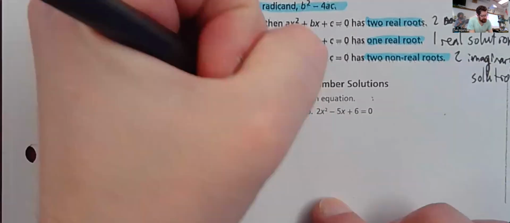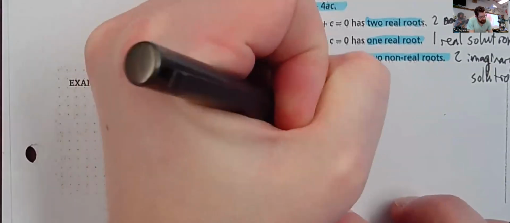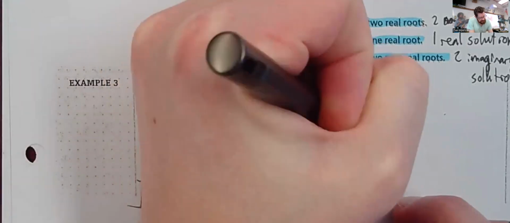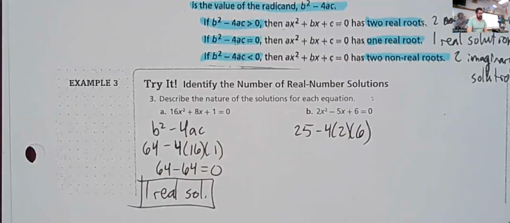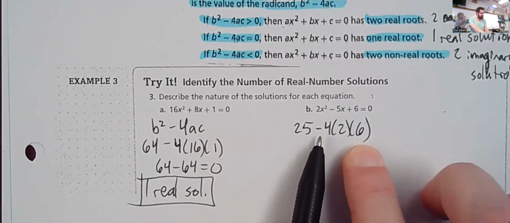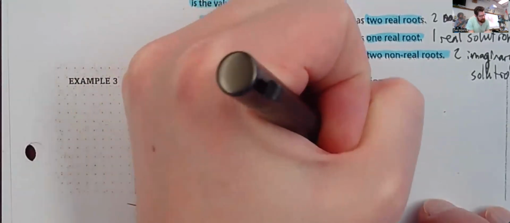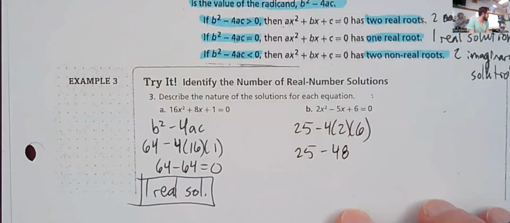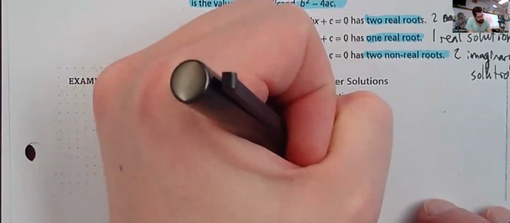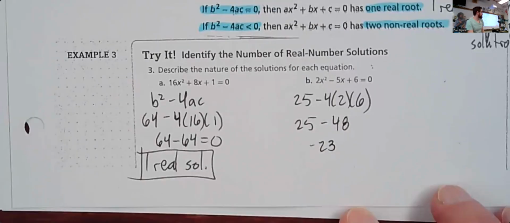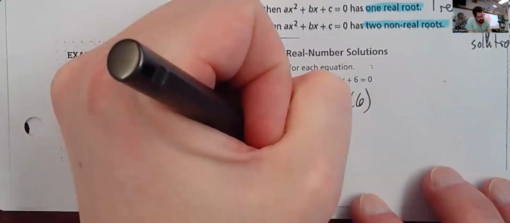So let's see, b squared would be 25 minus 4 times 2 times 6. Let's see, 6 times 4 is 24, 24 times 2 is 48. That's going to be 25 minus 48, which would be what, negative 23? Okay. How many solutions? What kind? 2 imaginary solutions. Good.